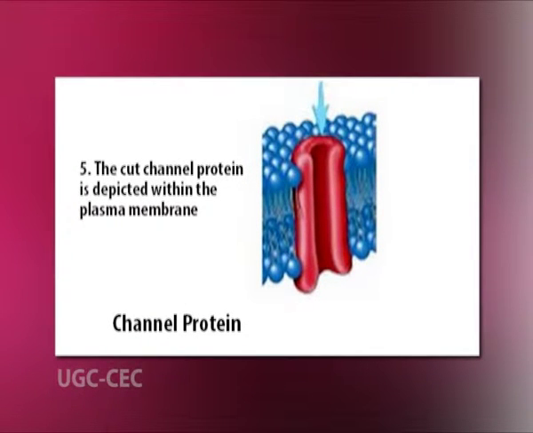Channel proteins form open pores through the membrane, allowing the free passage of any molecule of the appropriate size. Ion channels, for example, allow the passage of inorganic ions such as sodium, potassium, calcium and chloride ions across the plasma membrane.